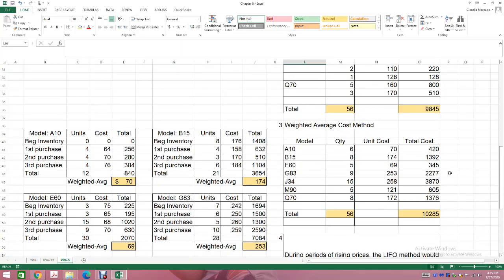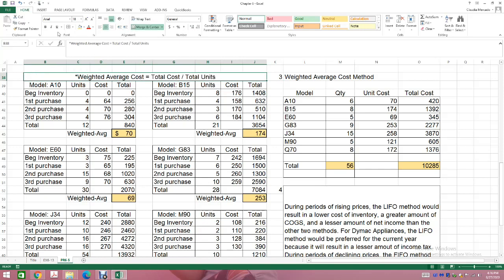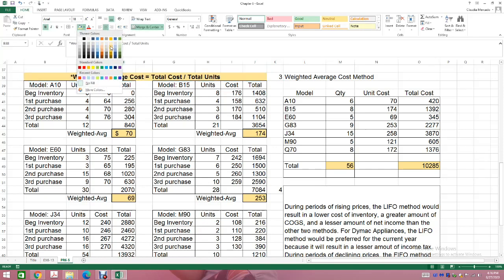The one that's a little bit more challenging is the weighted average cost method, but I've got all of my calculations here of how I did it. To get the weighted average cost, let me put a notation here. Weighted average cost is equal to your total cost divided by the total units. That way you know what the formula is for how we're getting the weighted average cost for each one. So once you figure out your totals, you just get the 840 divided by the 12, the 3654 divided by the 21, and it gives you this number right here.